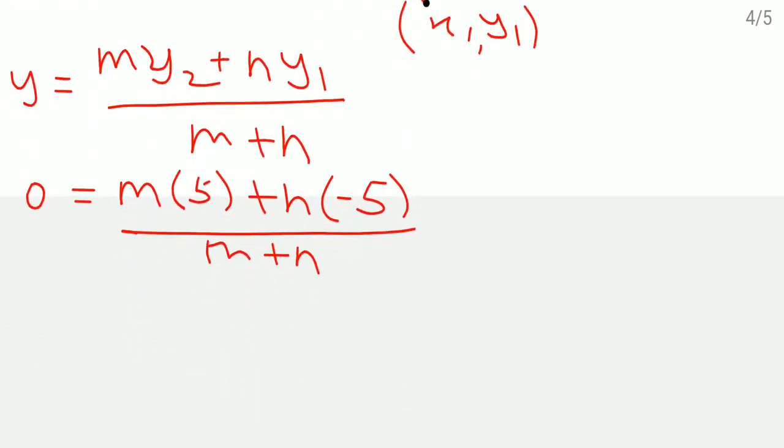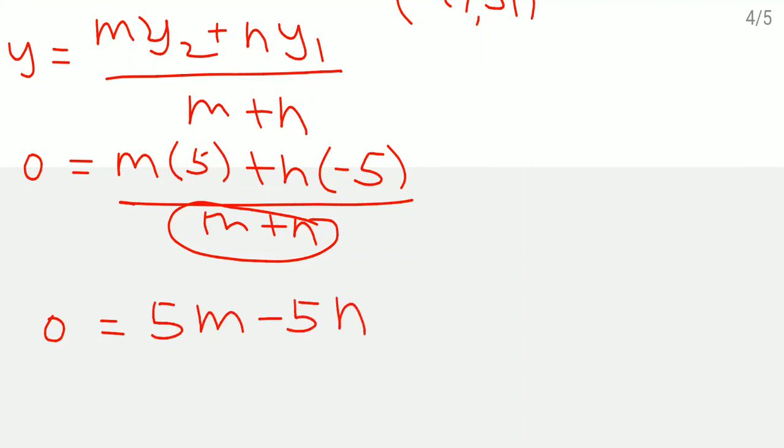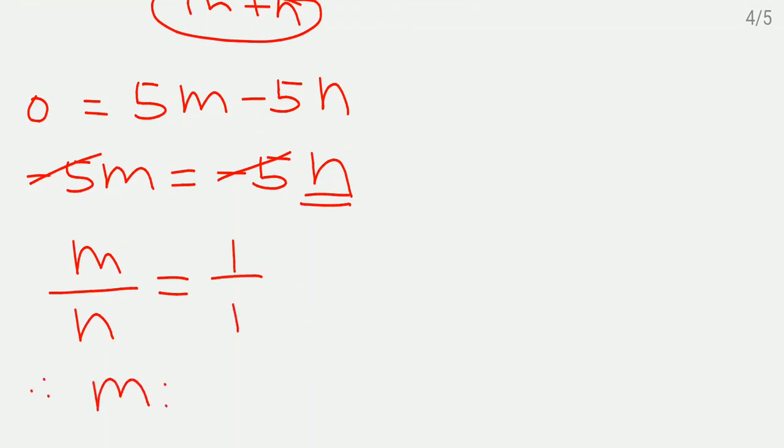Now this m plus n will go to the left hand side and it will become 0. Correct? So here 0 is equal to 5m minus 5n. This 5m I will send to the left hand side, so it will become minus 5m equal to minus 5n. Minus 5 and minus 5 we can cancel. Now this m, this n which is multiplying here, will come down to divide. Now the ratio became 1 is to 1. Therefore I'll write down the ratio m is to n is equal to 1 is to 1.